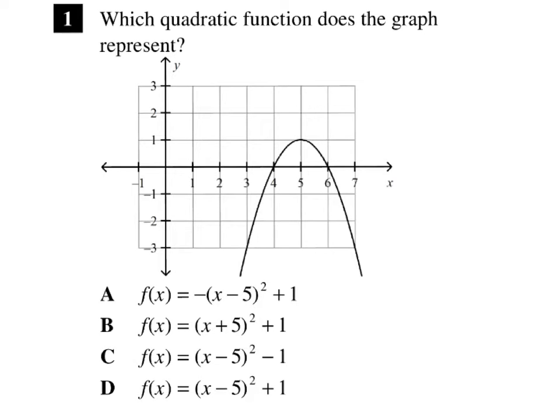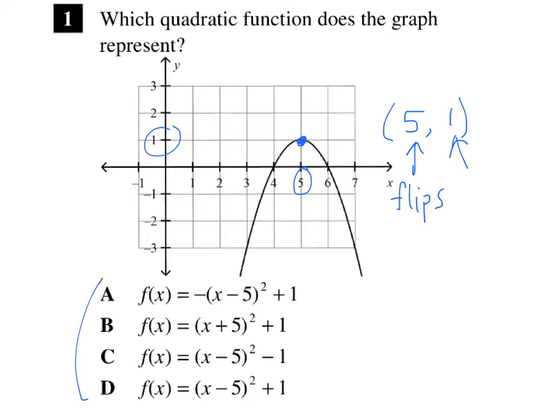To match the graph with the function, you should recognize that all the answer choices are in vertex form, so we should find the vertex of the parabola. It is at 5, 1, 5 over, 1 up, and when you put that into vertex form, you always flip the sign on x, and it goes inside the parenthesis, and you keep the sign on y.